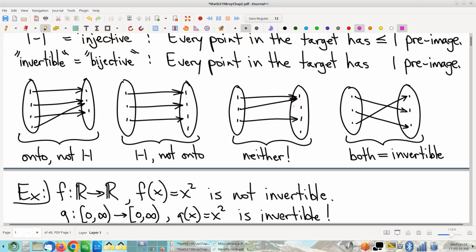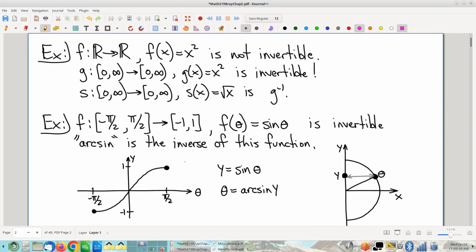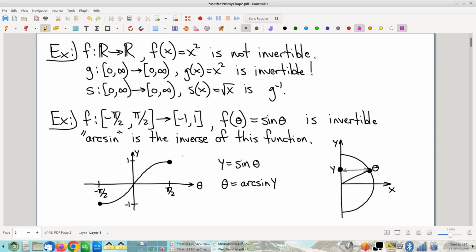Okay. So here's a couple of examples, and I'm going to go quickly through these examples because I think it's pretty straightforward. A lot of people mistakenly think that the squared function has an inverse known as the square root function, and that is not true. That function is not invertible.